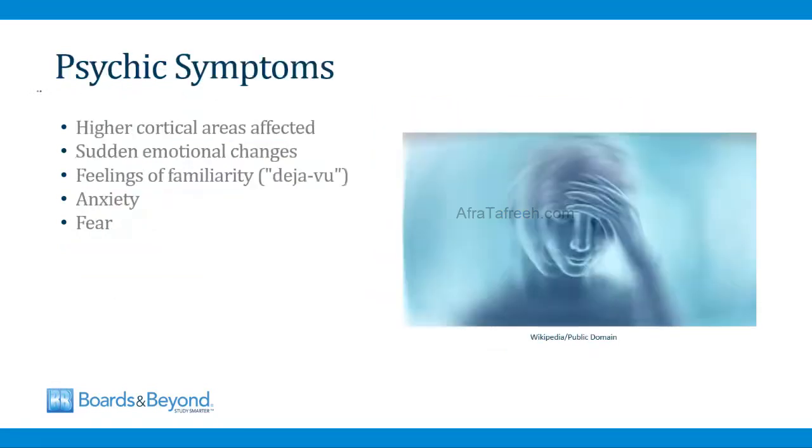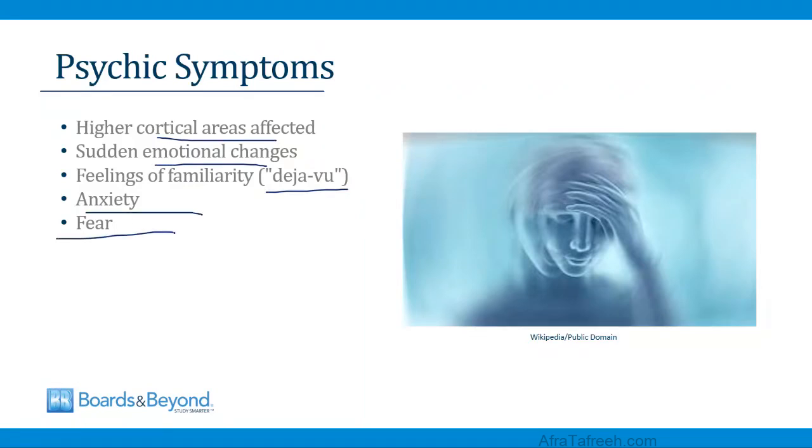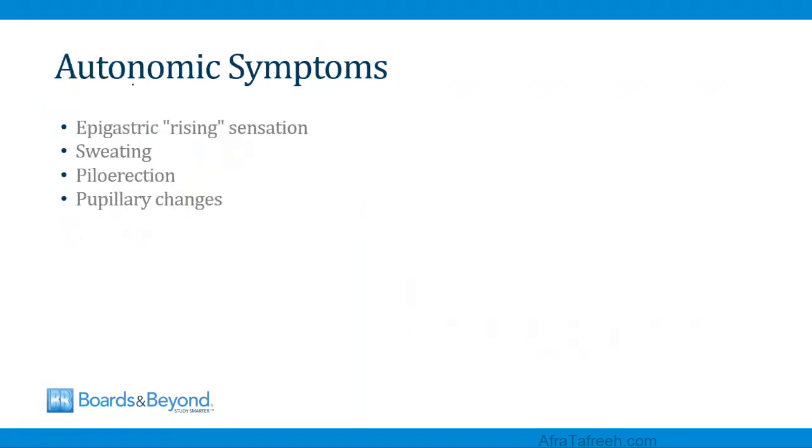Some seizures lead to what's known as psychic symptoms. This can occur when the higher cortical areas of the brain are affected. Patients with psychic symptoms will develop sudden emotional changes. They can have feelings of familiarity or déjà vu, or sudden onset of anxiety or fear, all related to seizure activity. Some patients also develop autonomic symptoms from seizures.